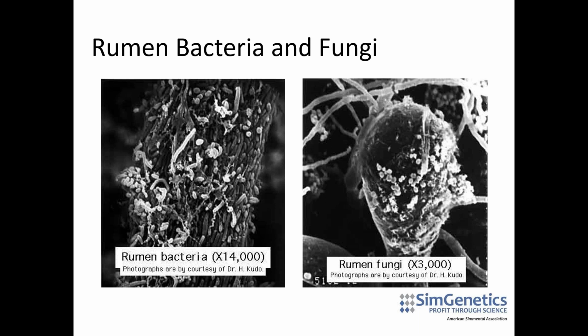If you were to take a drop of rumen fluid and put it on a slide, you would not be able to see the bacteria. They're too small for just a regular light microscope. Over here on the right-hand side, you've got some fungi, at 3,000 times. You can see they have these weird tentacles called hyphae, and those hyphae help them attach to feed particles and break those feed particles down.